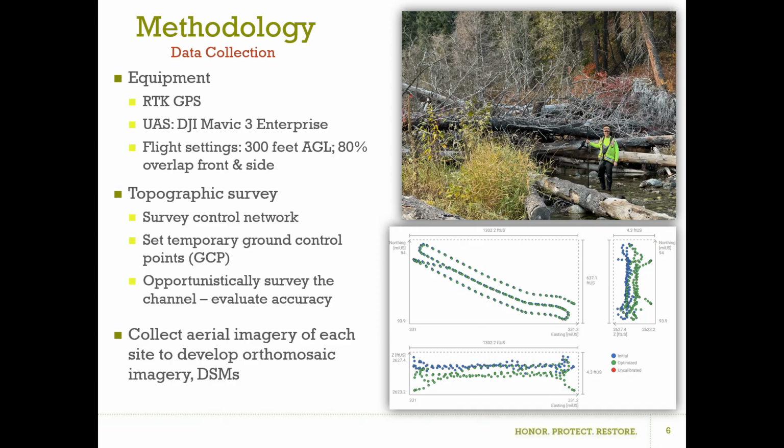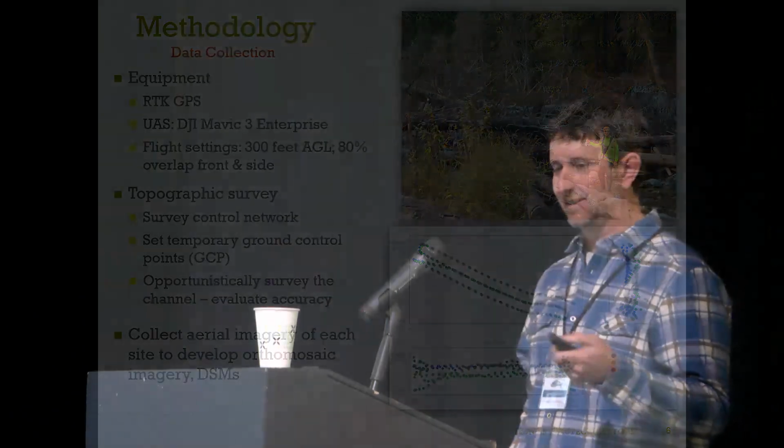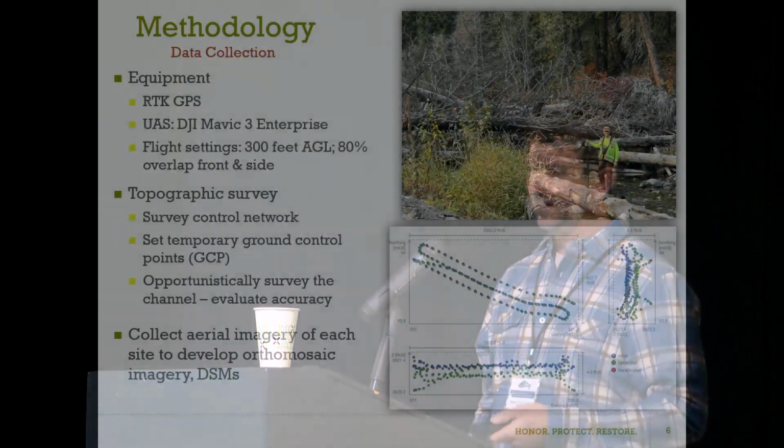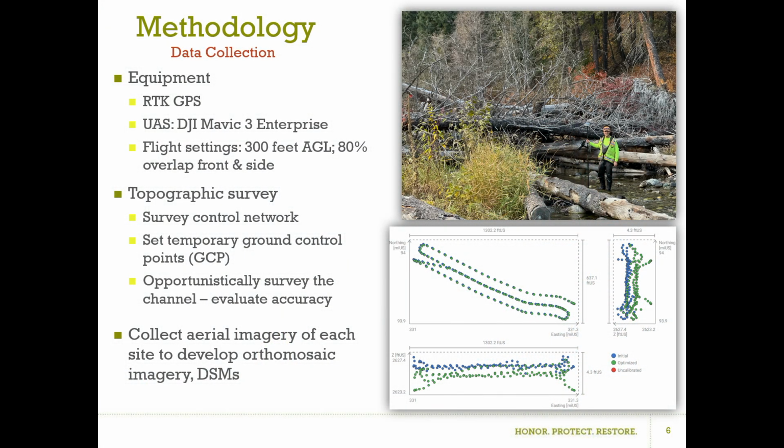So I'm going to touch on methodology, and that's really into 3 different tiers of methods. Our data collection method here was fairly simple. We set up an RTK GPS, established a control network, identified ground control points throughout the reach that can be seen from the ortho imagery, and then opportunistically surveyed throughout the reaches as well, just to make sure that we could run statistics on our accuracy throughout that new DSM that we're creating.